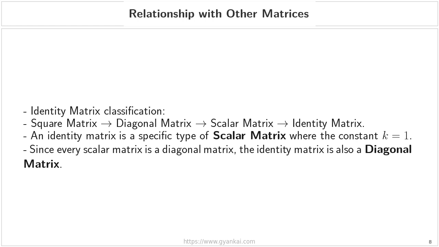Now that we have seen how to construct the identity matrix and understood its role as the multiplicative identity, let's examine how it fits into the broader classification of matrices. Understanding this relationship is important because it helps you categorize matrices correctly, which we will summarize in our key takeaways in the next slide. Key takeaways.